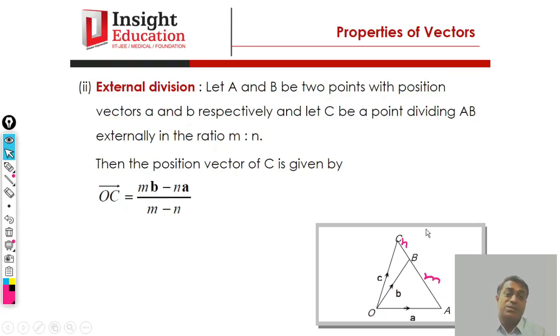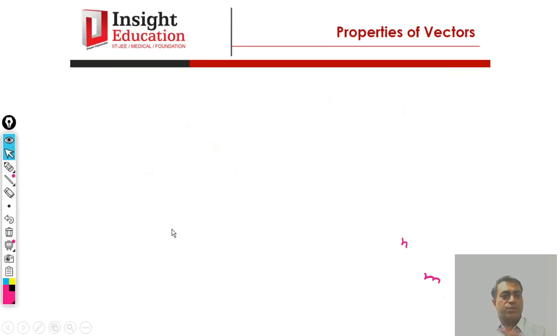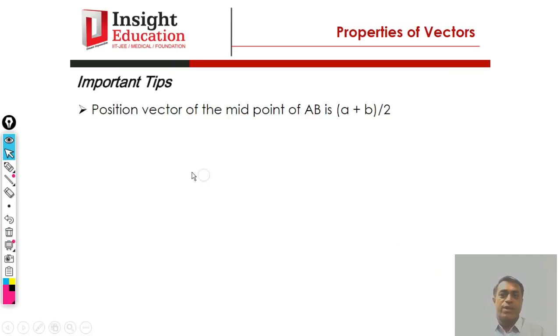So this formula is same as division of straight line into 2 parts in the ratio of m is to n, or I can say in the ratio of lambda is to 1. So here lambda b minus 1 upon lambda minus 1. Okay, so now we can use the same formula which we have used in straight line. Okay, so now just for information, position vector of midpoint of AB.